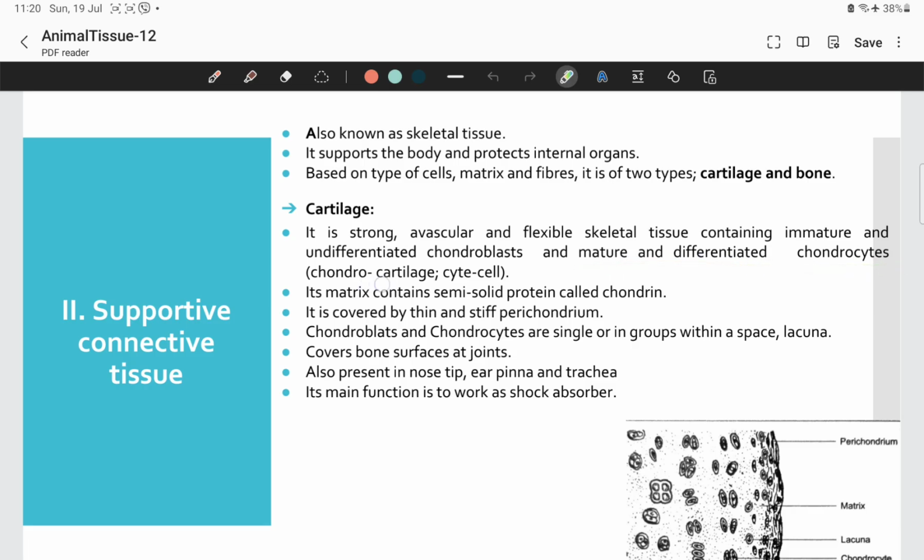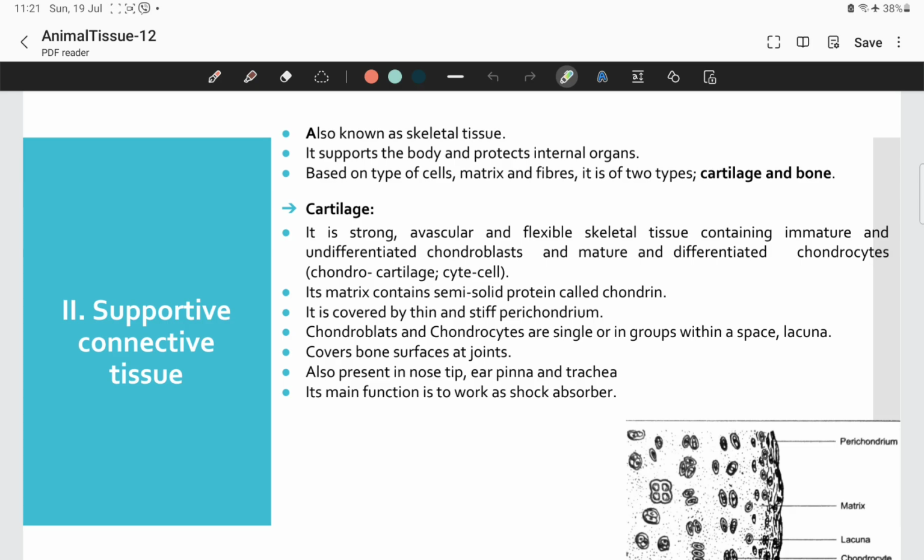Here chondro means cartilage and cyte means cells. So cartilage is made up of two different types of cells. The immature one is known as chondroblast, and the mature one is known as chondrocytes. So chondroblasts will form the chondrocytes.